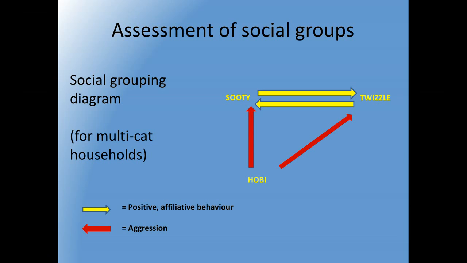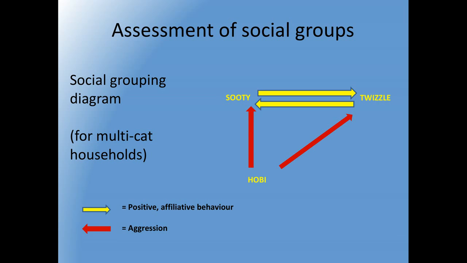And you can see that in this diagram, Sooty and Twizzle are both behaving positively towards each other, showing this positive affiliative behaviour, whereas Hobie not only is not giving or receiving any affiliative behaviour, he's also showing overt aggression towards both Sooty and Twizzle. So in this example, Hobie, who was the newcomer, unfortunately is a bit Billy no mates. He is on his own.